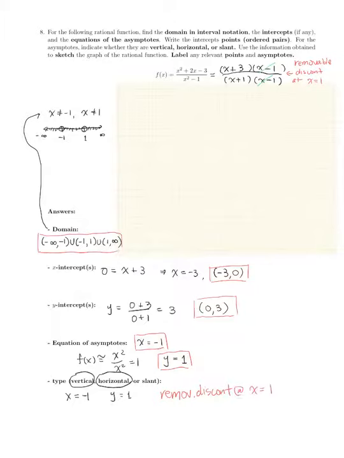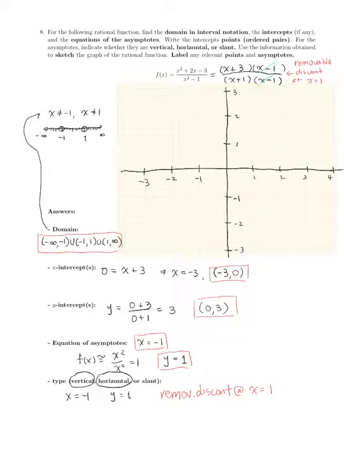Okay, so let me just jot down what the graph is going to look like. Let's go 1, 2, maybe 3, negative 1, negative 2, negative 3, like this. I'm just going to label this as 1, 2, 3, 4, and negative 1, negative 2, negative 3.